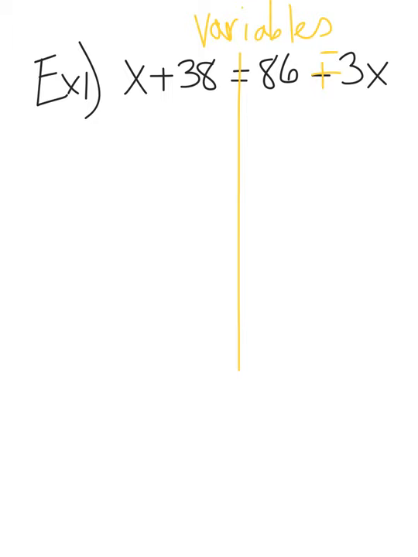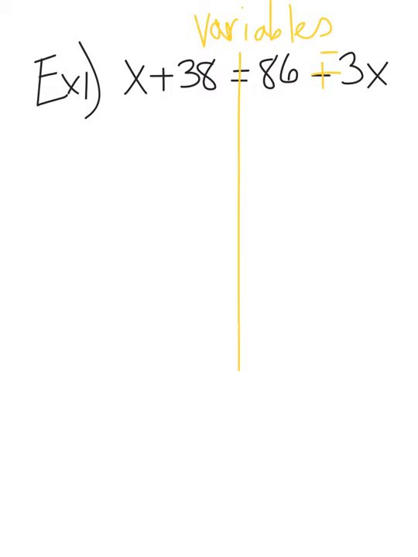Do I have parentheses in the distributive property here? And the answer is no. Step 4 is combine like terms. Do I have any like terms on the left-hand side? No. Do I have any like terms on the right-hand side? No. So we're now getting ready to move.